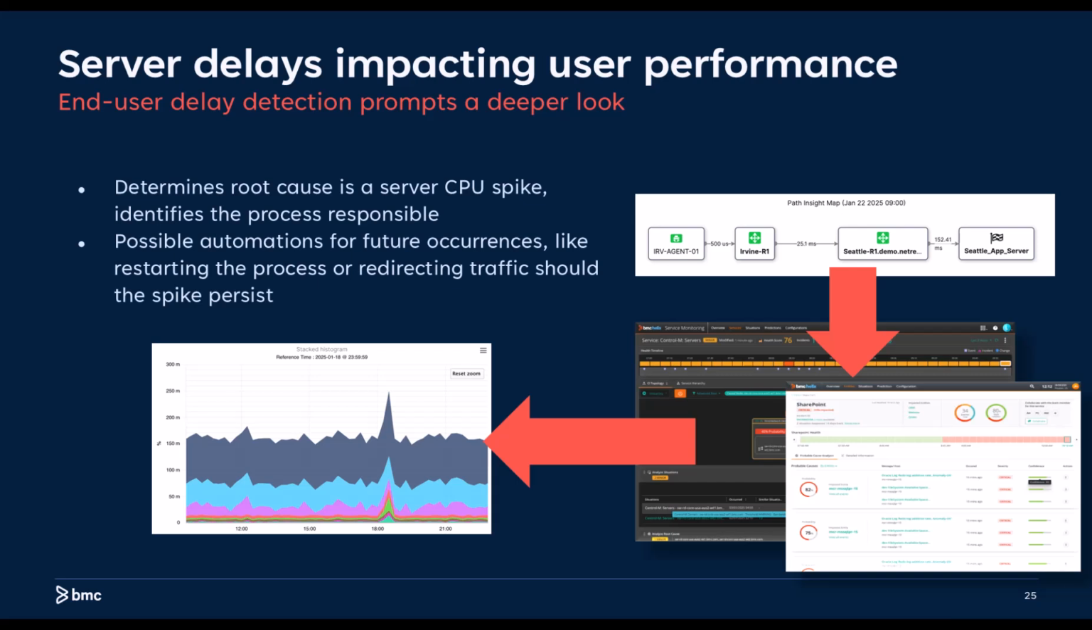So if this delay becomes a long-term or a widespread problem, they can take automated action. So before their operators and network engineers can even get involved, the problem can be resolved from the user's perspective, and then they can get directly to fixing the underlying problem.